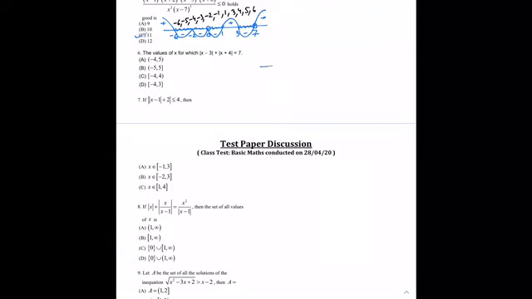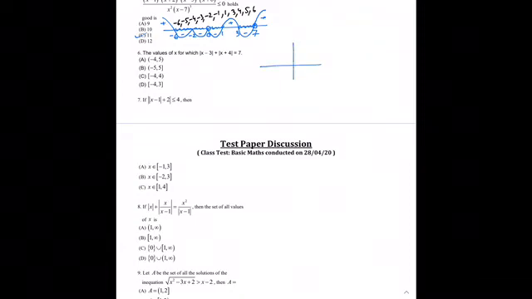Draw the graph of |x - 3| + |x + 4|. I have told you already how to do it. So |x - 3| + |x + 4|. I will take minus 4 here from x + 4. From x - 3 I will take 3 here.